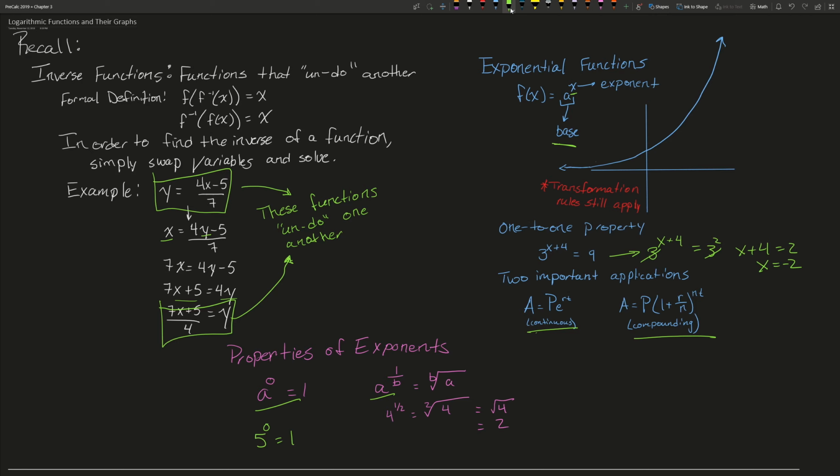So for example, if we have 4 to the 1/2 power, that is really the second root of 4. So 4 is something multiplied by itself twice. In that case, it's just 2. That's also rewritten as just the square root of 4, which we just know is equal to 2.